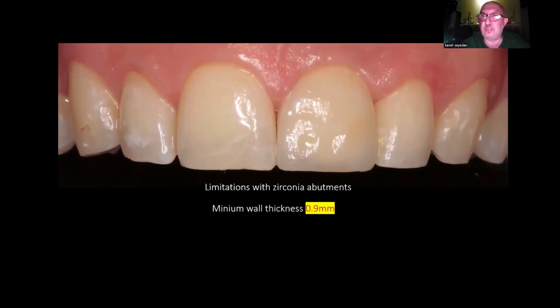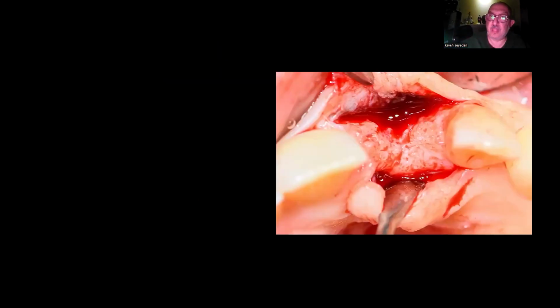But the problem with zirconia abutment is if they reduce the axial thickness of this abutments to less than 0.9 millimeter, there's always the risk that you can fracture the abutment itself. So what I'm telling you is that zirconia is not the material of choice for all cases in anterior maxilla. It should be planned very carefully if you want to place zirconia crowns on top of it.